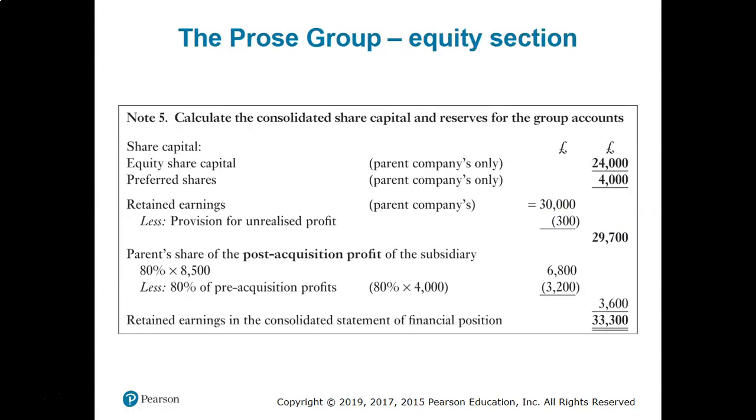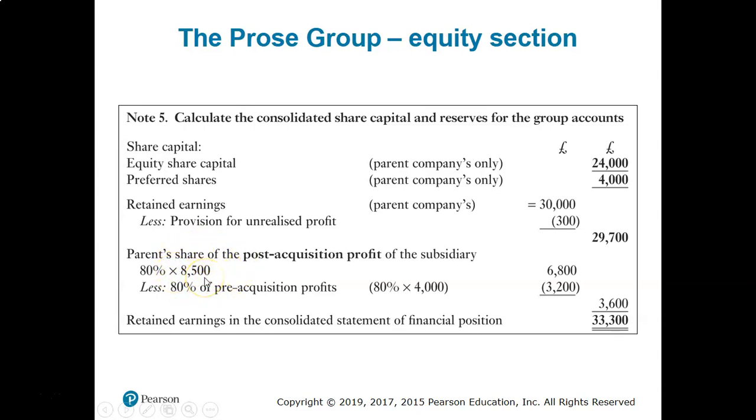And finally the liability side. So we have to calculate what total capital and retained earnings of the parent and subsidiary should be recognized in the group accounts. So the share capital, as we know, we have to recognize only the parent part. So the parent company's capital is 24,000, and preferred shares, only the parent part, is 4,000. And the retained earnings parent part was 30,000, but 300 is unrealized, so we have to deduct this one. So 29,700.